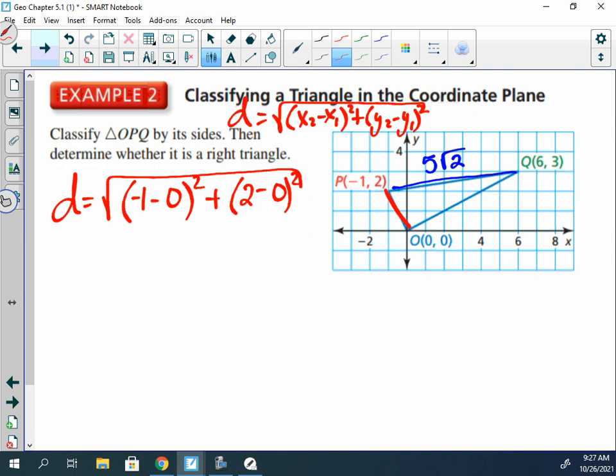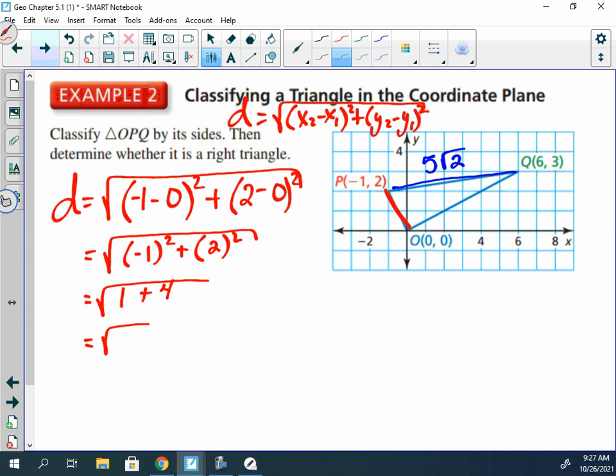Again, at this point, just like we could do with the last one, we could type it in just as we see it here. Now, if we did this one by hand, -1 minus 0 is just -1 squared, plus 2 minus 0 is just 2 squared. -1 squared is 1, 2 squared is 4, and 1 plus 4 is 5. So for this distance here, we have the square root of 5.